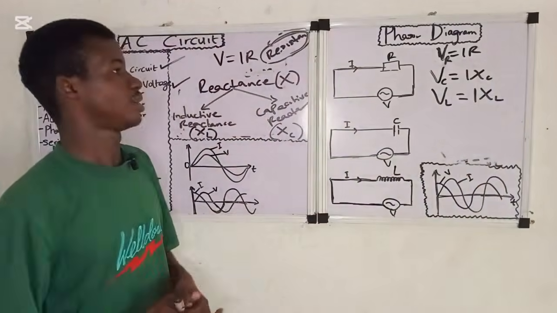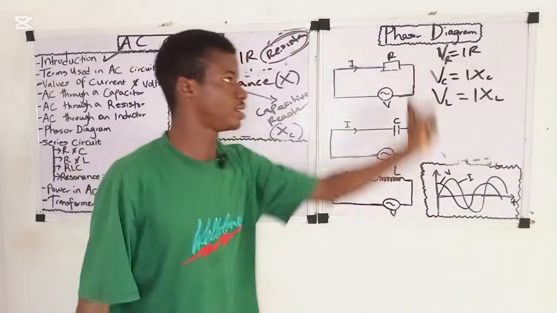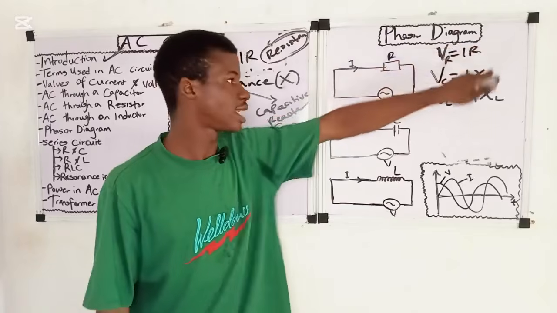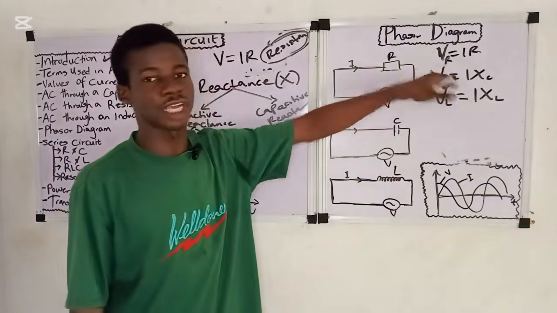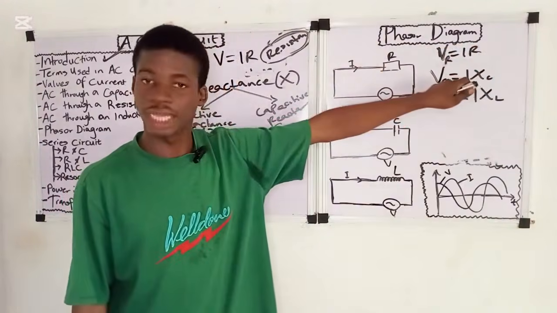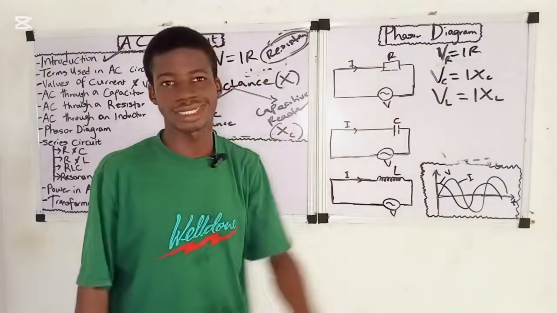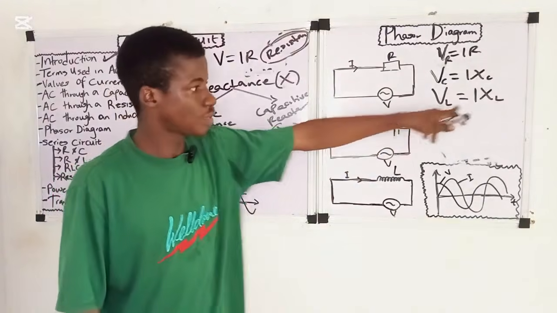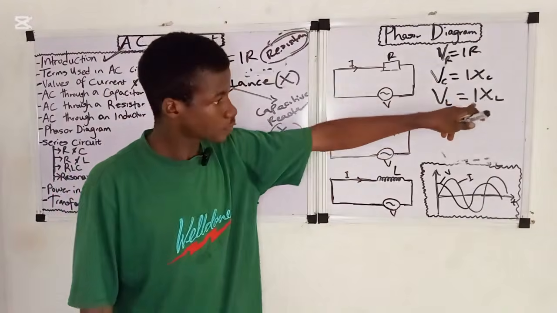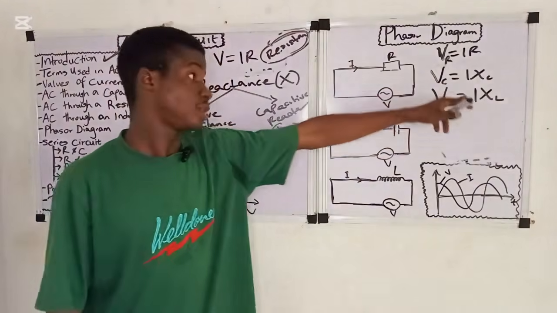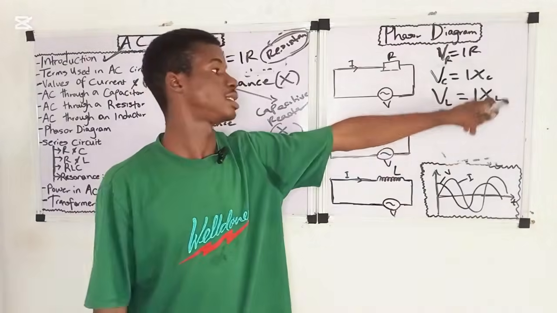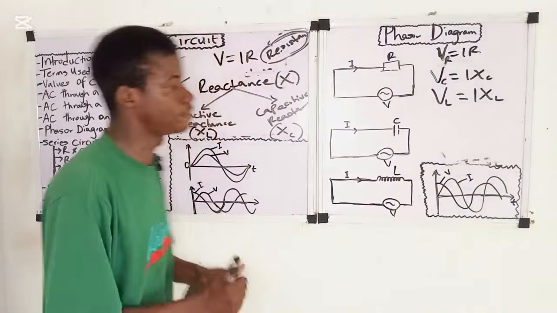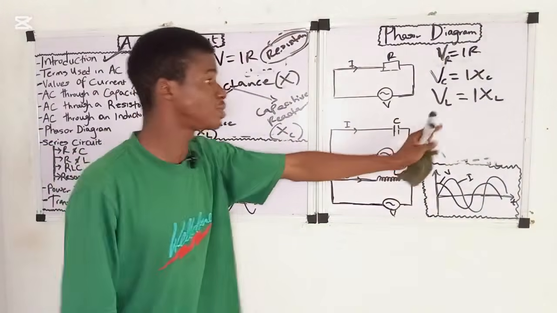So just take note of this. V_R, the voltage across a resistor, equals the current times resistance. Then V_C, the voltage across a capacitor, equals the current flowing through that capacitor times the capacitive reactance. Then the voltage across an inductor equals the current flowing through that inductor times the inductive reactance.